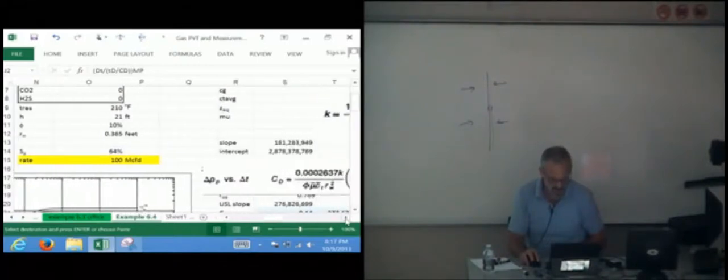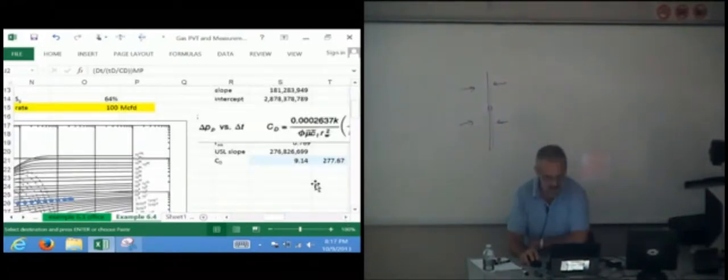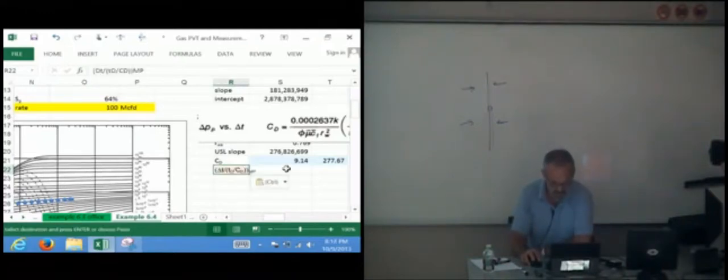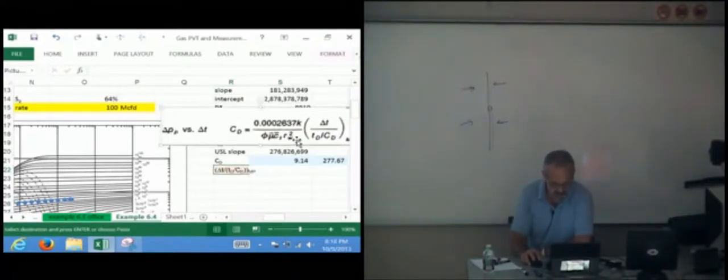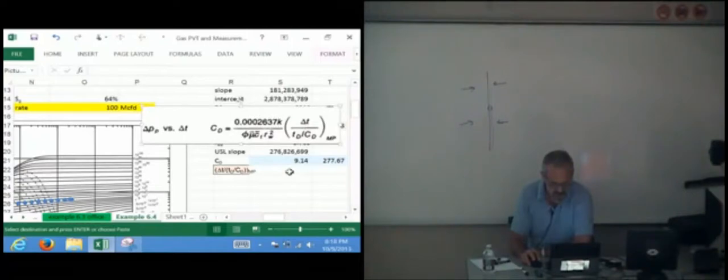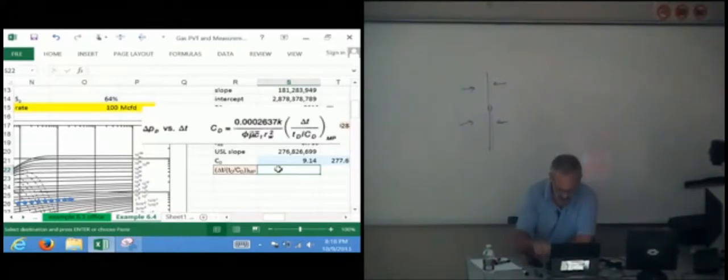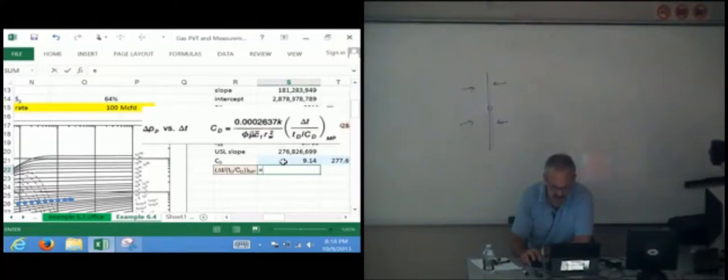I've got some error here, but we've got 10 minutes to figure it out. Okay. If I'm going to solve this equation, I am going to solve for the last term in parentheses. I'm going to start with the CD that I calculated. And I bet you that's my problem. I bet you that number's wrong.